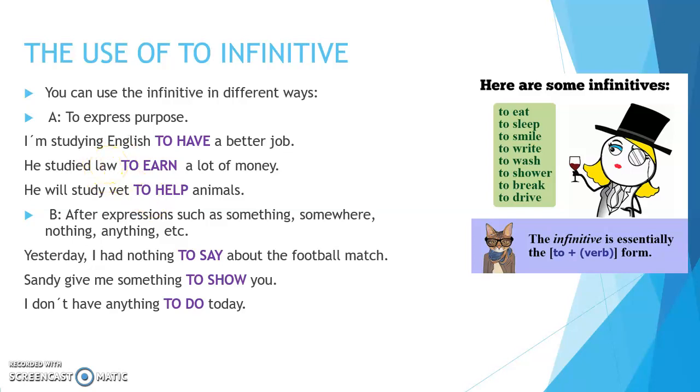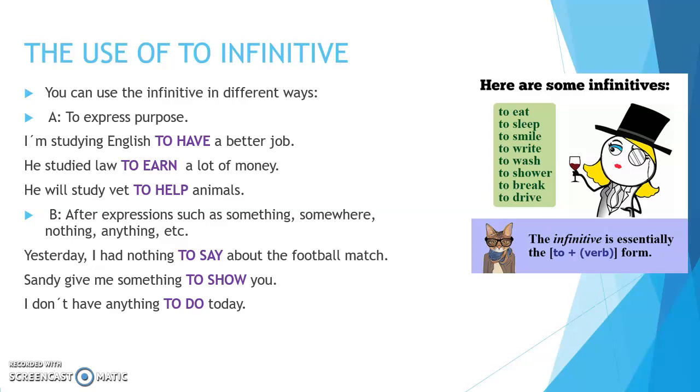Then, the second use that you are going to find here is when you have this kind of expressions. Whenever you have a determiner, remember there are going to be this kind of words that we have, such as something, somewhere, nothing, or anything.